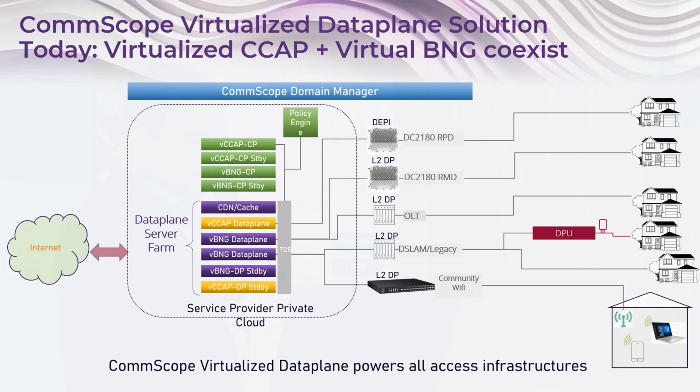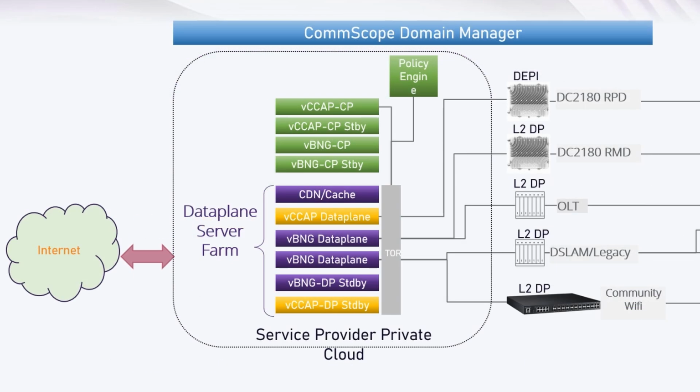So if I go to the next slide, this is the situation as it would exist today, right? You have a service provider private cloud. You have all the components necessary in this private cloud to serve cable as well as fiber and legacy networks. So for cable, you have virtual CCAP instances, right? A virtual CCAP data plane and its corresponding standby, and the control planes that are associated with both, with virtual CCAP. You also have virtual BNGs.